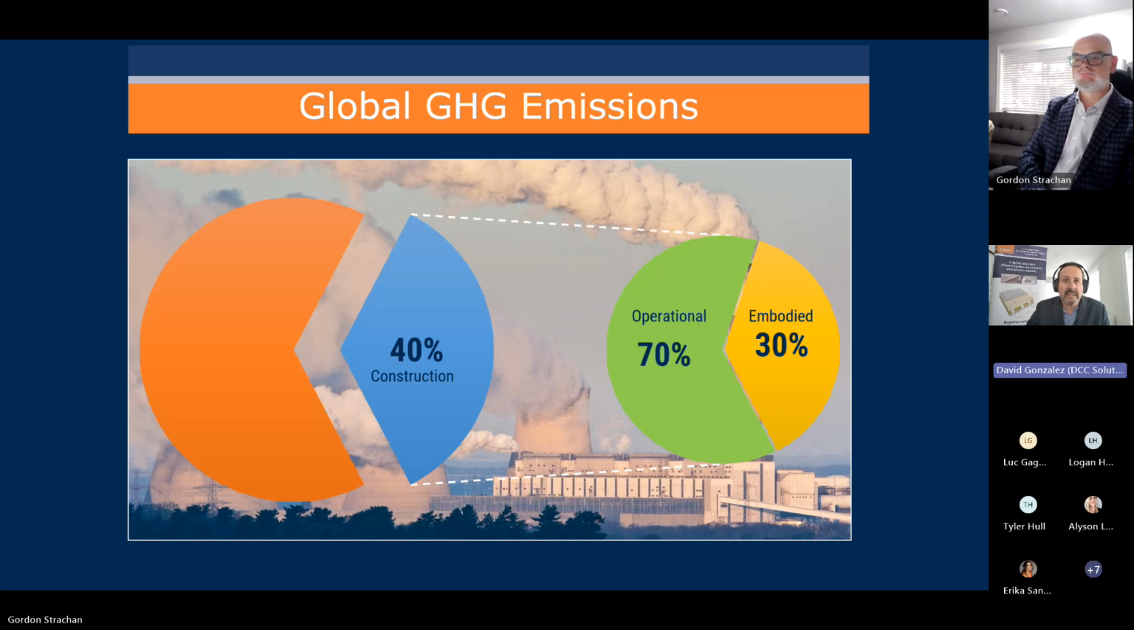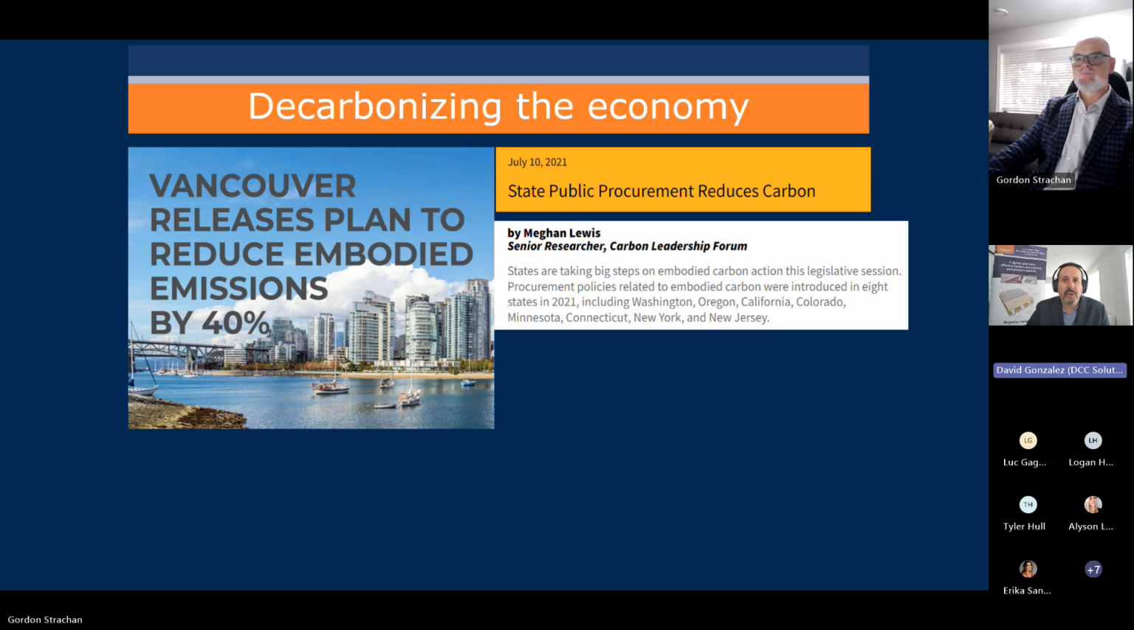I think we have to look into optimizing the energy performances of buildings, but we also believe that the decarbonization of buildings requires the leadership of public authorities. Next slide, Gordon. So most cities today are encouraging the use of various strategies to decarbonize their building stock.